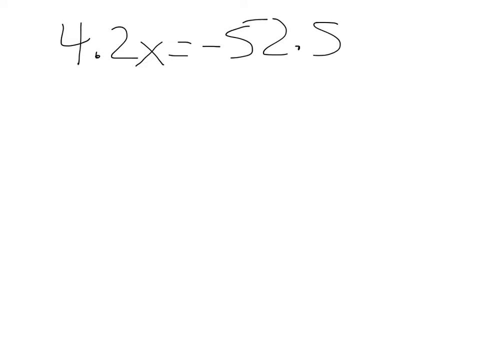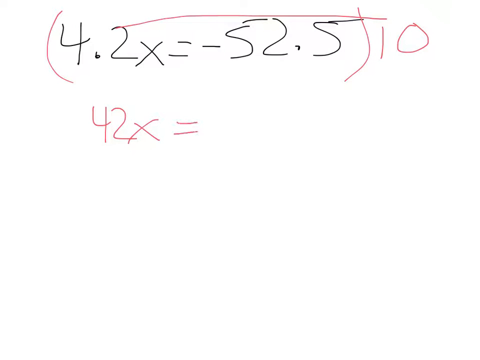For example, if I had the equation 4.2x equals negative 52.5, we could just divide both sides by 4.2. But sometimes that makes it a little bit more difficult to work with, especially if you're working with obnoxious decimals. But in this case, what I could do is I could take the entire equation and multiply it by 10. And when I do that, multiplying 4.2x by 10 just gives me 42x. Multiplying negative 52.5 gives me negative 525.